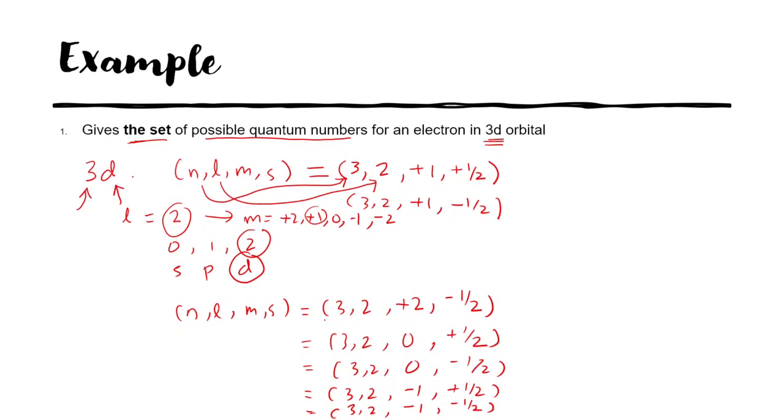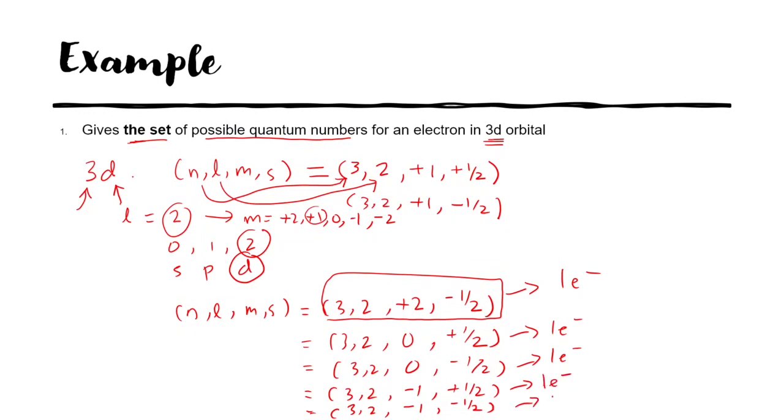You need to remember that a set of this refers to one electron. This one also refers to one electron. This one also refers to one electron. This one also refers to the position of one electron. Why do we have so many numbers for 3D? This is due to orbital D.